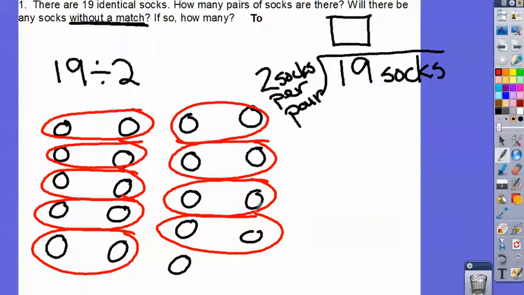So really, when we do this, 2 goes into 19 9 times, just like we have our 9 circles there. 2 times 9 is 18. And if we count here, we've got 2, 4, 6, 8, 10, 12, 14, 16, 18. So when I subtract, what am I left with? I'm left with that 1. So remember, that remainder of 1 doesn't just mean remainder of 1. That means that I have 1 sock without any match.